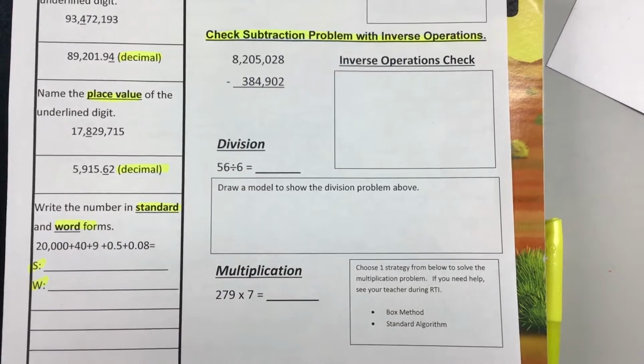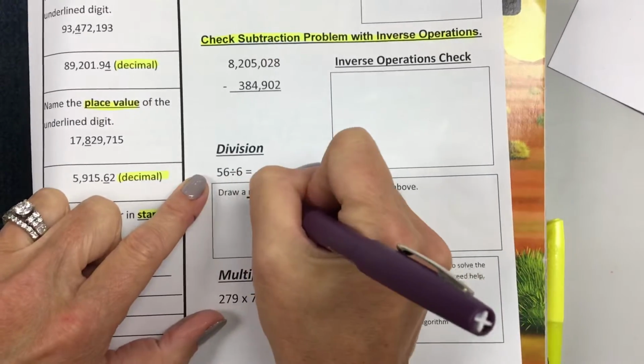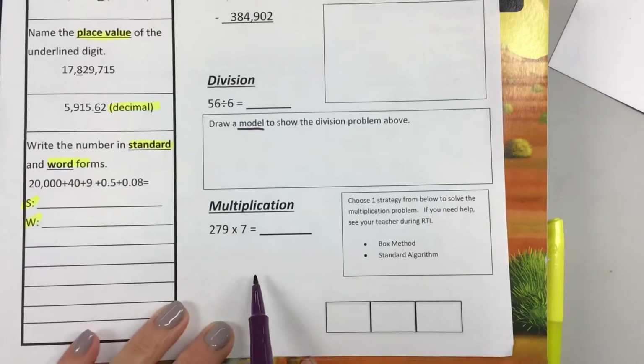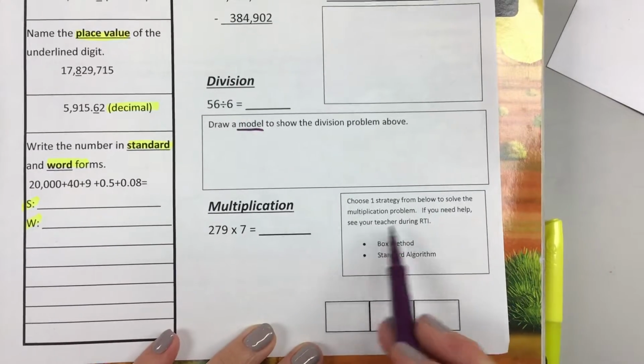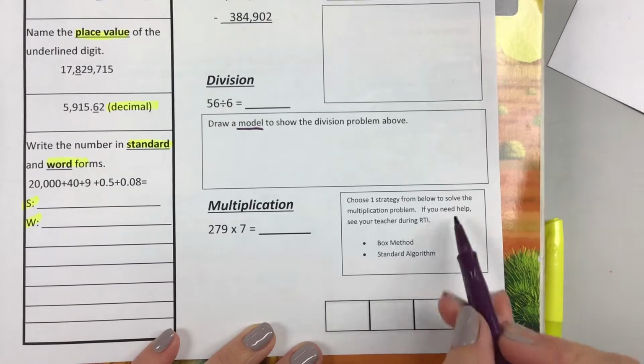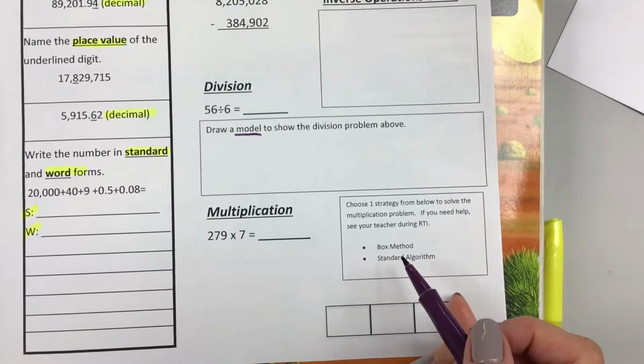Okay, down here we're going to draw a model of 56 divided by 6. Okay, and 297 times 7. Choose a strategy to solve the multiplication problem. If you need help, see your teacher during RTI.